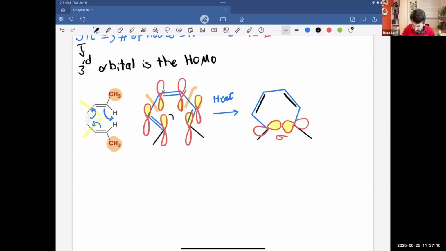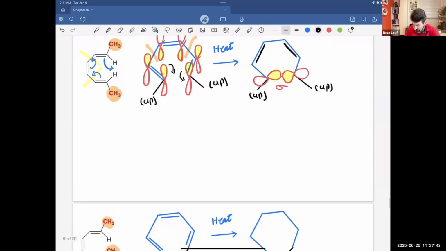Now, if you move this one clockwise, the methyl group will go up. And in order to bring the yellow lobe facing the second one, the rotation here is going to be counterclockwise. And if it's counterclockwise, then this methyl group also will go up. So both of them went up. So my final product will be something like this. And I have two methyl groups pointing in the same direction.